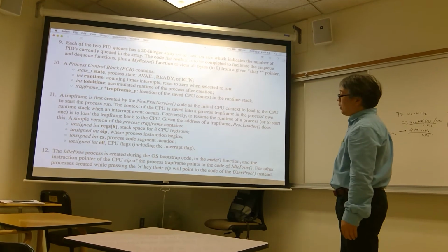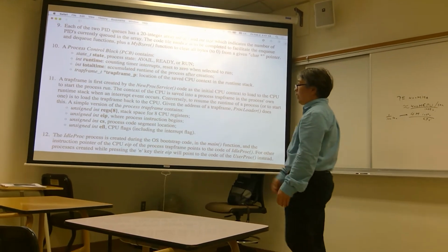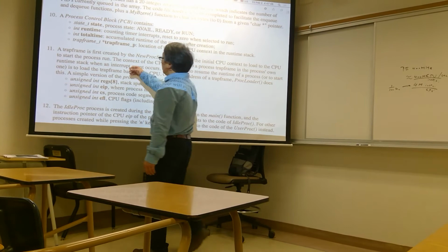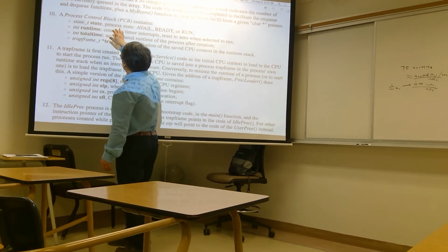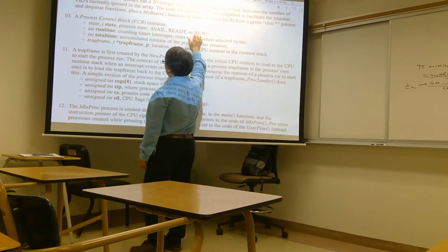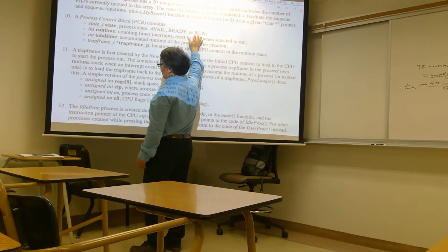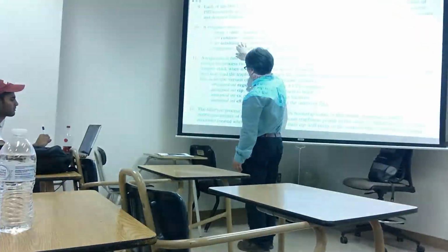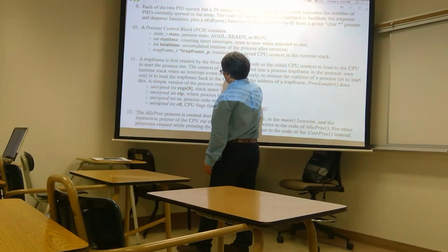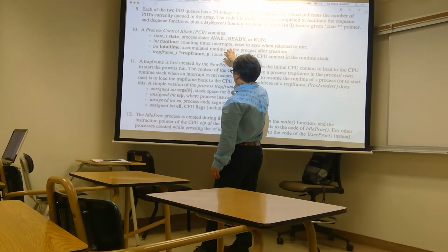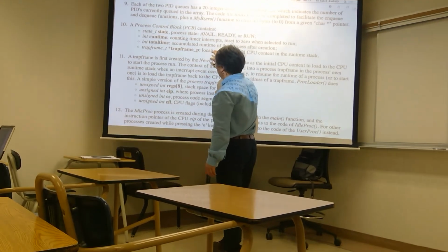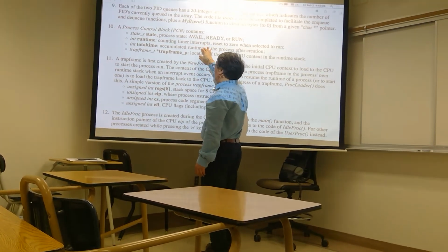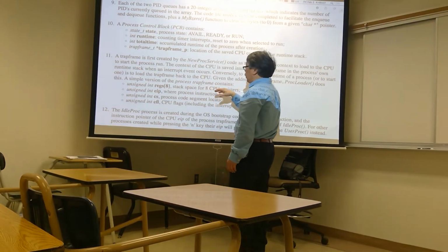A process control block contains 4 different things in phase 0. State, this is the process state. We have available, ready, and run, 3 different states to start. And then we have 2 integers called runtime and total time. They count from 0 and count up, and they are driven by the timer interrupts. We have the timer service code to count it.